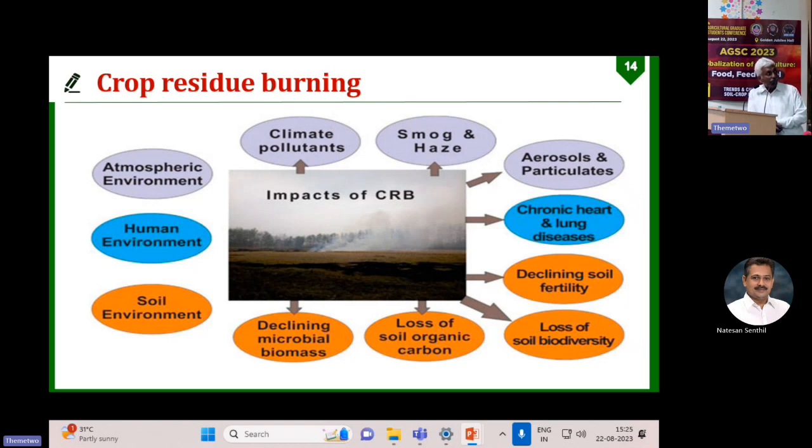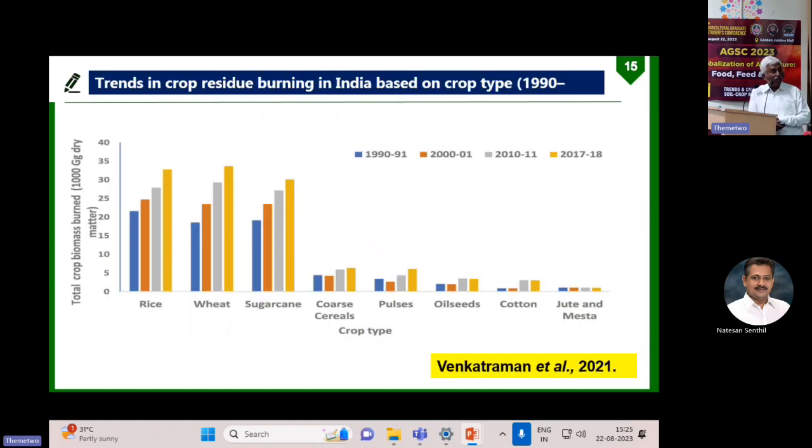If you take the human environment, chronic heart and lung disease, from the fumes that are generated: aerosols and particulates will be present. And if you take the atmosphere, it will create climatic pollutants, smog and haze. These are the several problems associated with burning. That's why we are unable to maintain this organic matter, because of the burning.